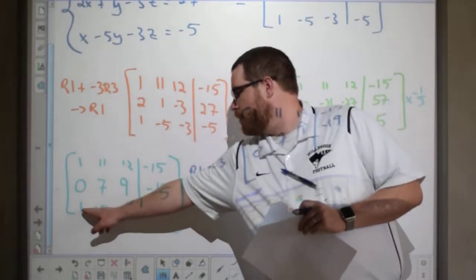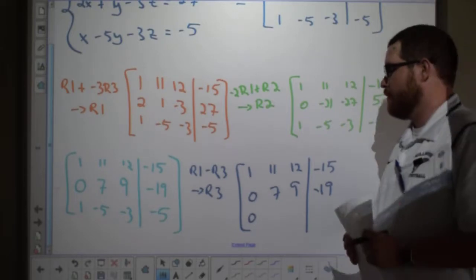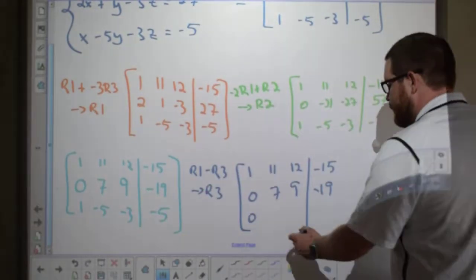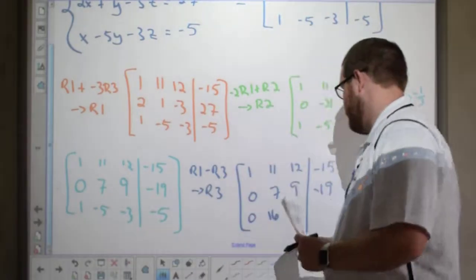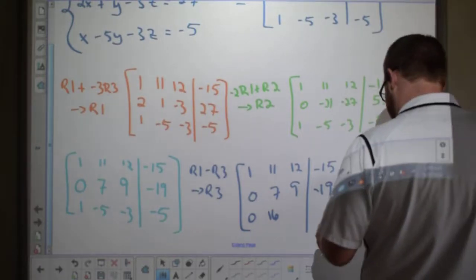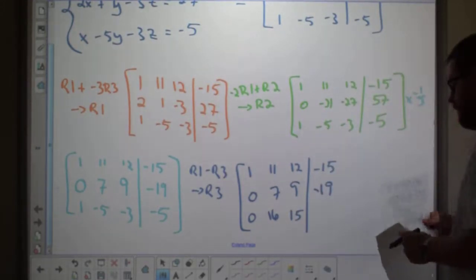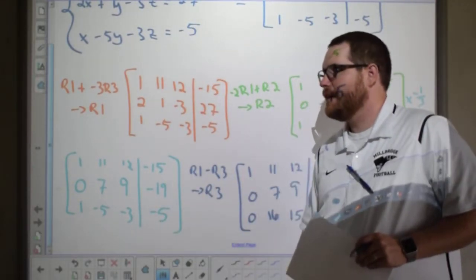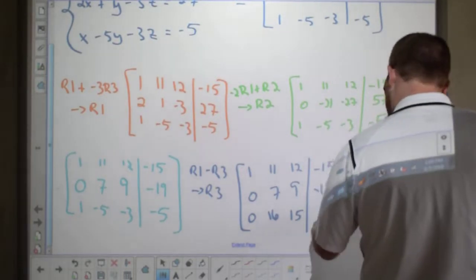So 1 minus 1, which is 0, into here. Which is good. That gave me the 0 I wanted. 11 minus negative 15 will give me 16. 12 minus negative 3 will give me 15. And negative 15 minus a negative 5 is negative 15 plus 5, which is negative 10.